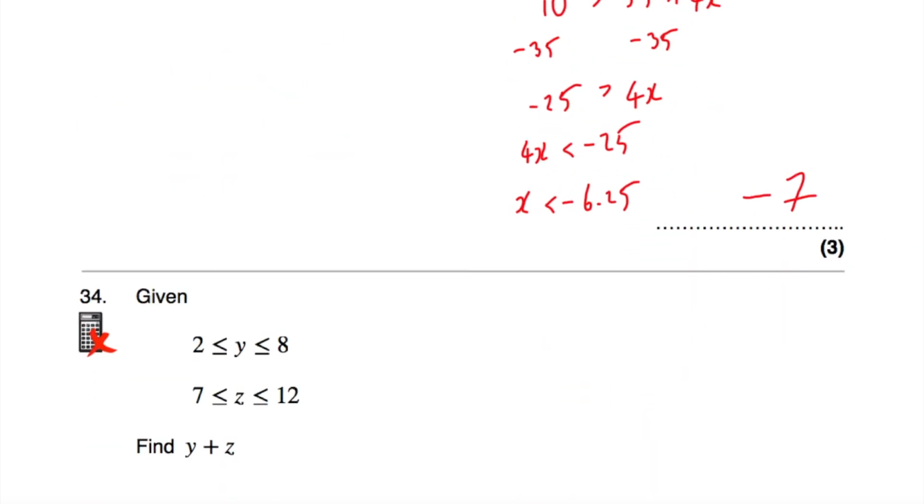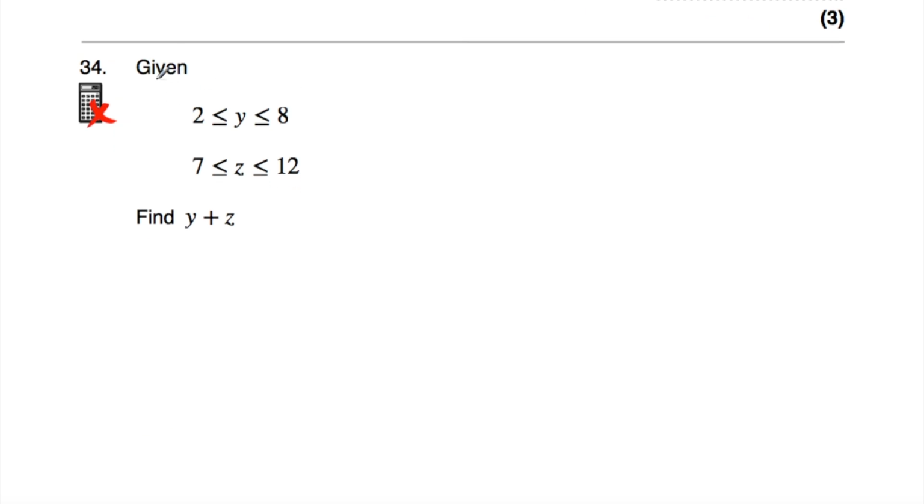Okay, let's look at our next question, question number 34. Question number 34 says, given that y is bigger than or equal to 2, but less than or equal to 8, and z is bigger than or equal to 7, but less than or equal to 12, we've been asked to find y plus z. So we want to find the inequality for y plus z.